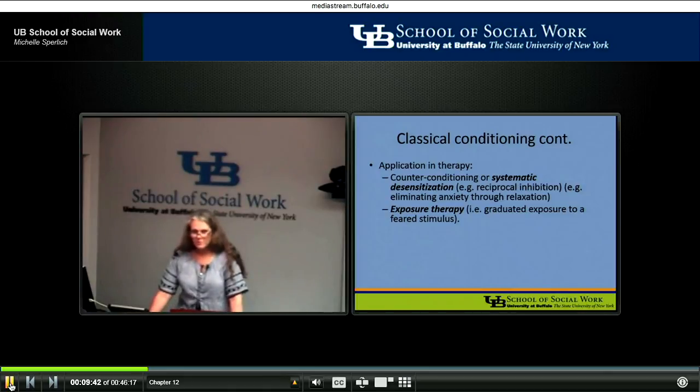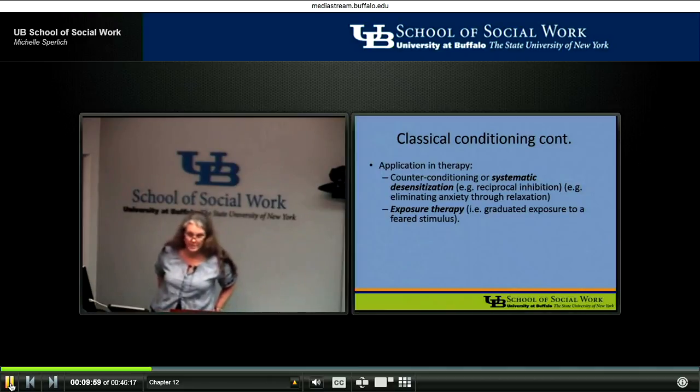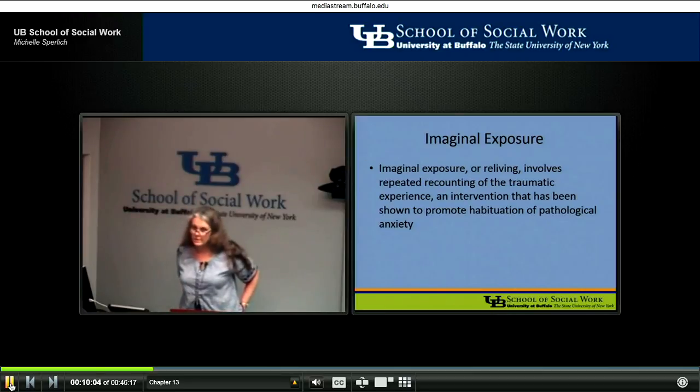So in terms of how this has filtered down and is applied in therapy, I think today we could see counter-conditioning or systematic desensitization. It's also referred to as reciprocal inhibition. This is the idea of eliminating anxiety through relaxation. I think you could argue that that's part of the lineage. And certainly exposure therapy. That's often used post-trauma, and that's the graduated exposure to a fear stimulus, to keep exposing someone to what they fear until it takes the sting out of it.